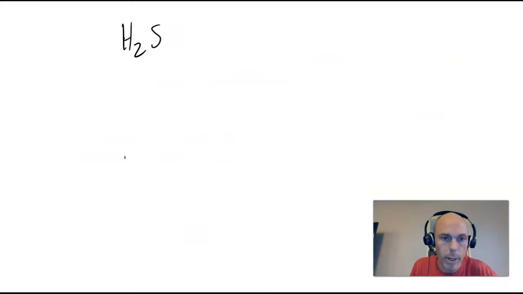All right, one more. Here is H2S, hydrogen sulfide gas. Draw the Lewis structure, figure out what the geometry will be. Ask yourself, does it have polar bonds? And is it asymmetrical? And if so, is it polar?